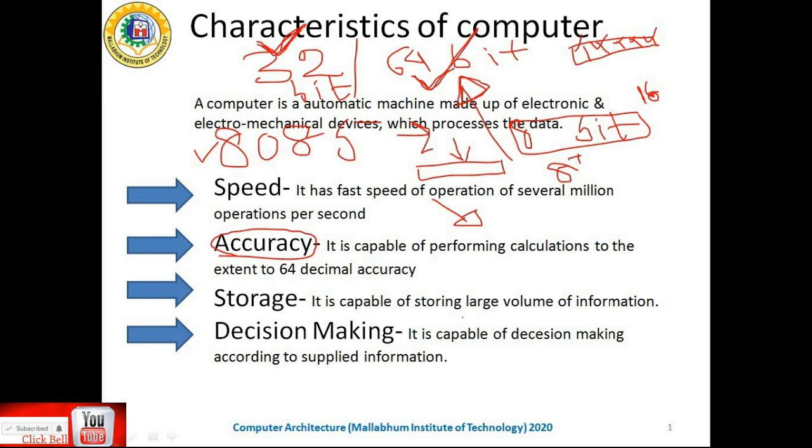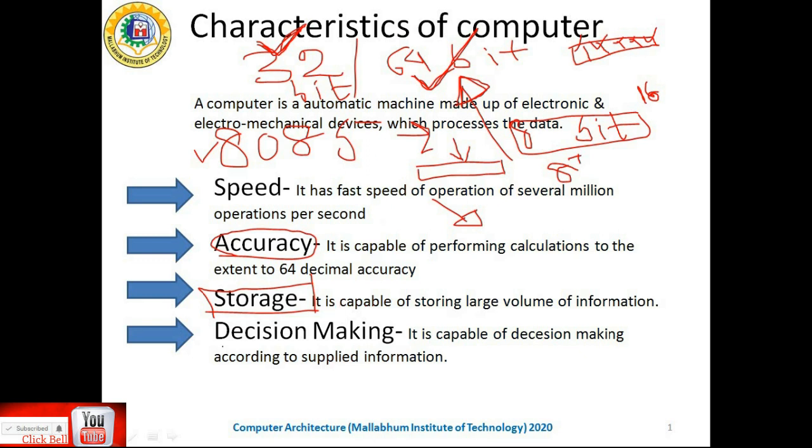Next, the storage. It is capable of storing a large volume of information. In the 8085 microprocessor the storing capacity is much less. Now as the generations go on, the storing capacity has also increased day by day. So those are the main features of the generations of the computer.